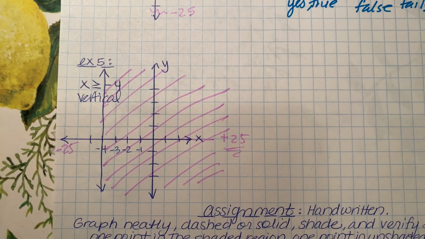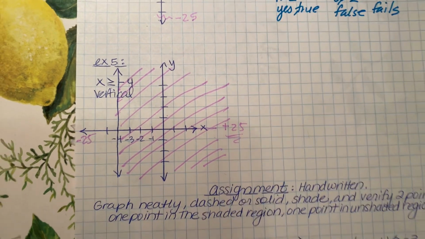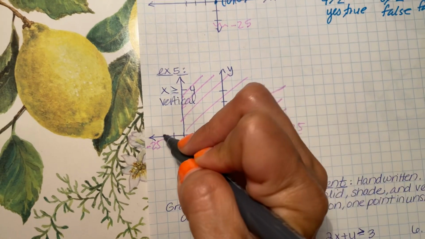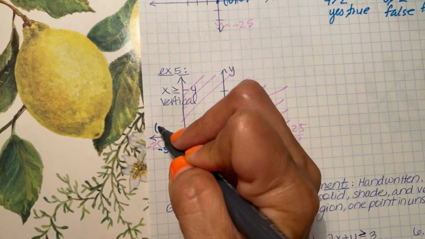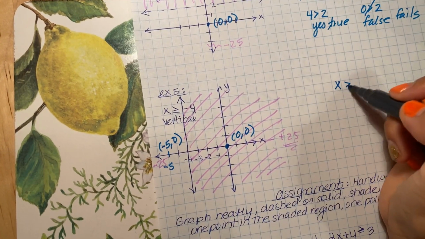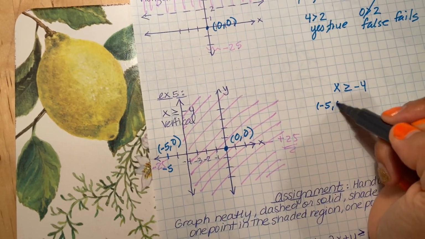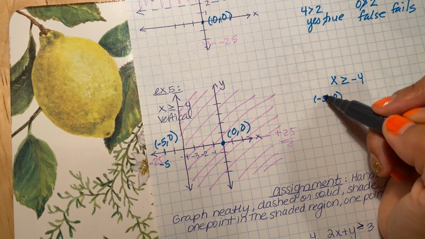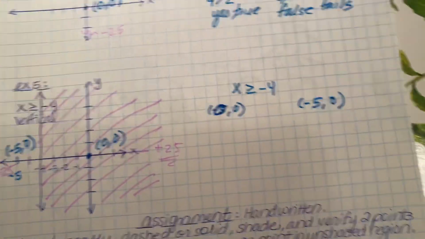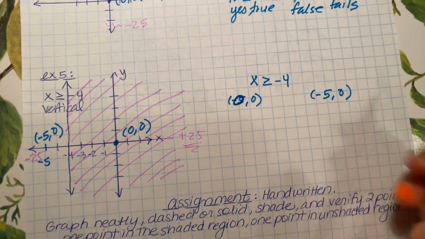Okay, so now pick 2 arbitrary points to verify. I'll pick 0, 0, and I'll pick negative 5, 0, right? I won't get too fancy. I have x is greater than or equal to negative 4. Now, I have negative 5, 0. This one's going to fail. Let's put 0, 0 here and negative 5, 0 here. Let's keep it constant to what we've been doing. So this one's going to hold true. This one's going to be false. This one's going to fail.